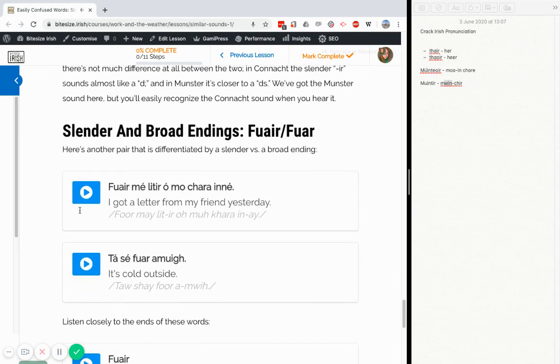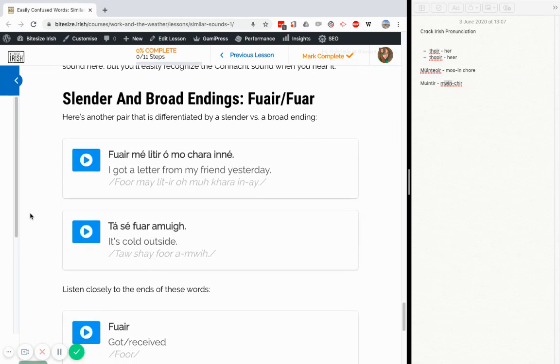Okay. So now we're moving on to fuair and fuar. Sorry, I said that the wrong way around. So it's fuair and fuar. So fuair is the past tense of the irregular verb faigh.